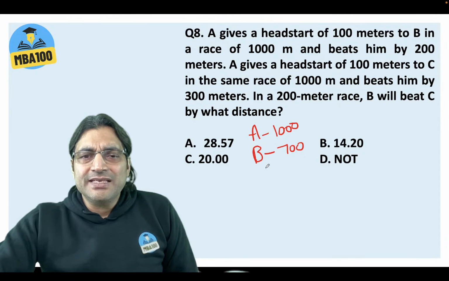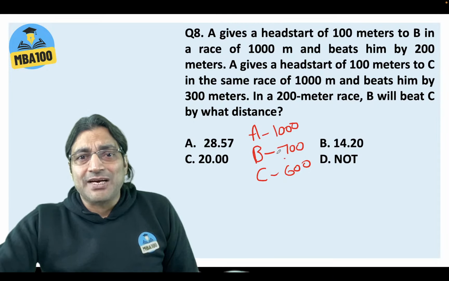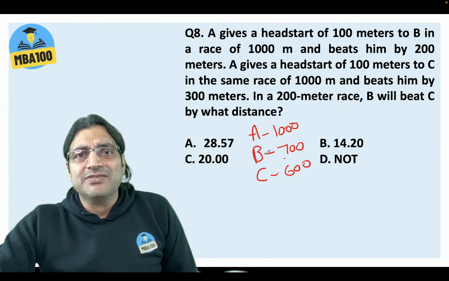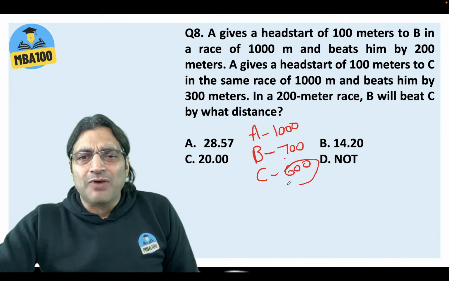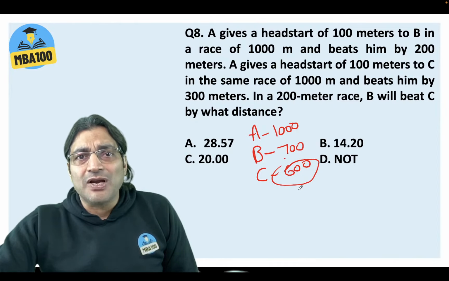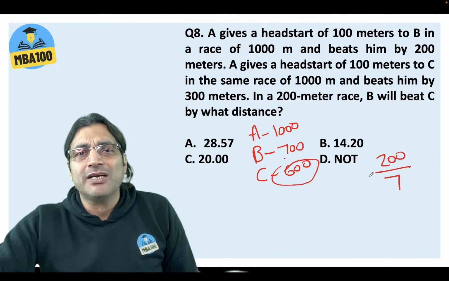Similarly, C runs for 600 meters in the same time. So when A runs for 1000, B runs for 700 meters and C runs for 600 meters. So C does 6/7 of what B does. So C does 1 by 7 less. So in a 200 meter race, C will lose by 200 by 7 straight away.